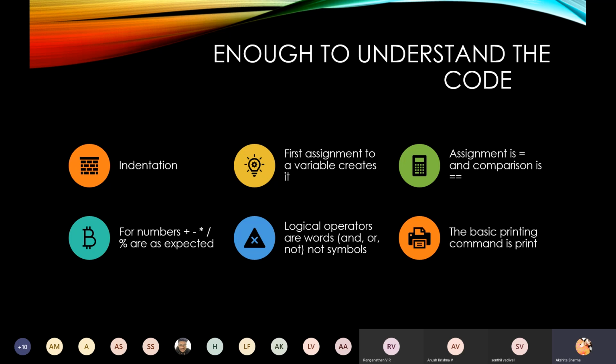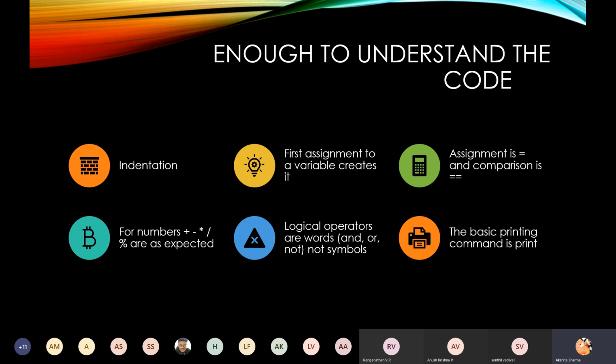Okay, let's move on to the execution and how a sample code is executed. A block structure is indicated by indentation, and the first assignment to a variable creates it. Variable types don't need to be declared in Python. Python figures out the variable type on its own. We'll be seeing it now.